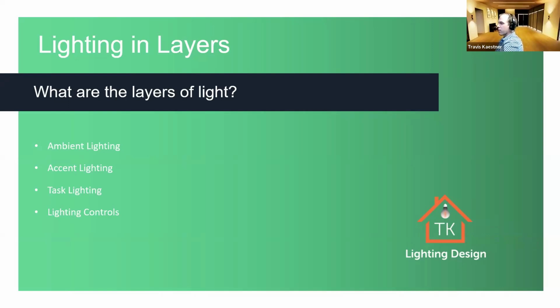All that qualifies as accent. Maybe it's highlighting some beams. Task would be like you're lighting underneath your kitchen counter, anywhere where you're doing a specific task. Maybe out in your shop, you have a task light over there. In commercial spaces, it would probably be a quality control type light, if you're in a factory, things like that.